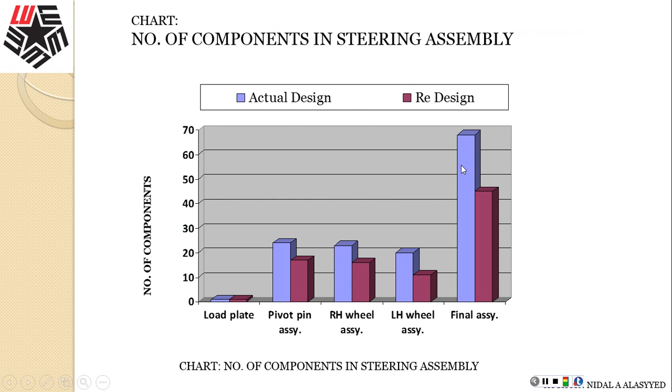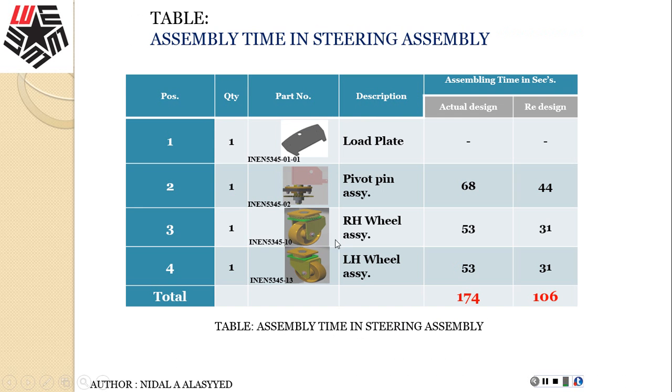So 68 for the actual in blue and the redesigned in dark. And here's some assembly time saving; you see the time was also calculated. For the load plate, there is no time change. I'm talking now about assembly time, meaning putting things together. The plate is the same. The pivot pin assembly was reduced from 68 seconds to put together, compared to 44 seconds. Right wheel assembly from 53 seconds to 31 seconds. Left wheel assembly also from 53 to 31.